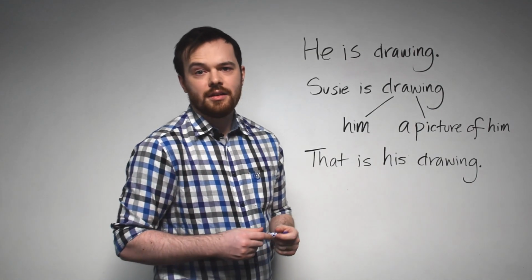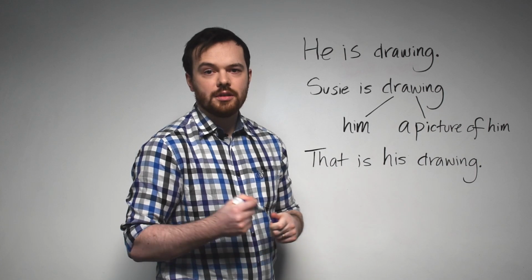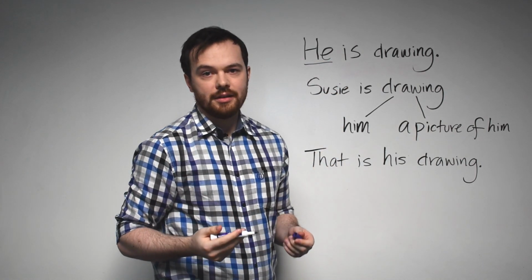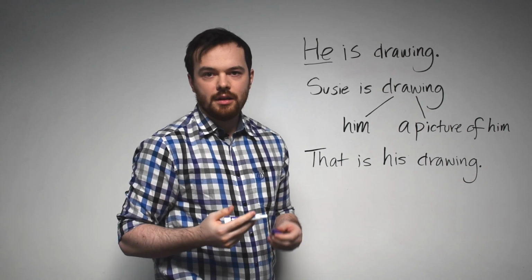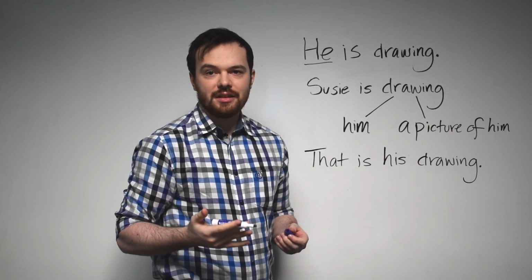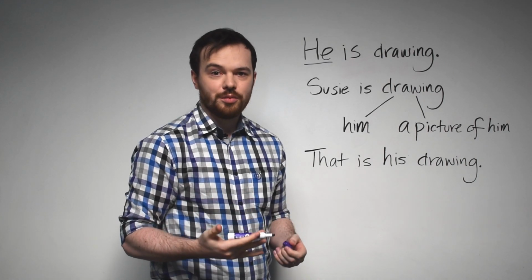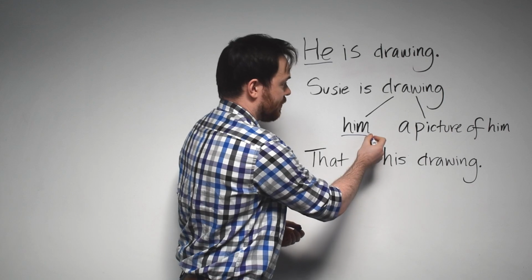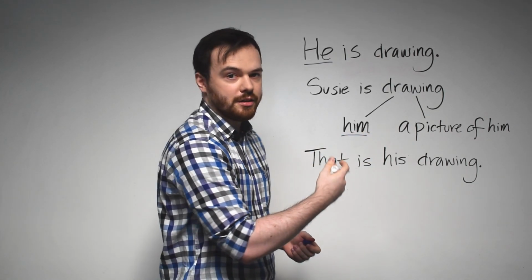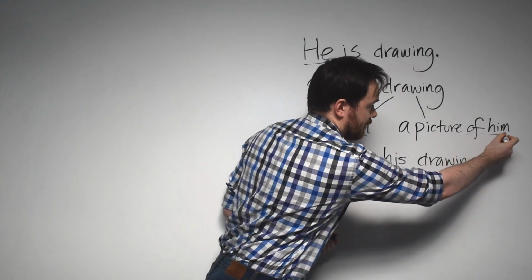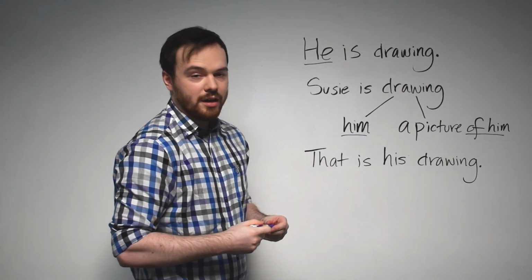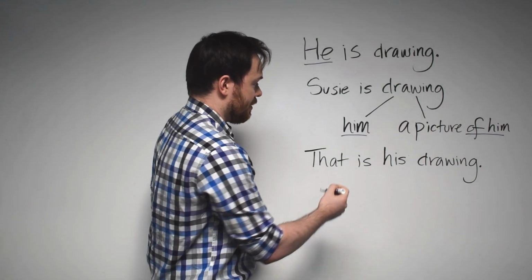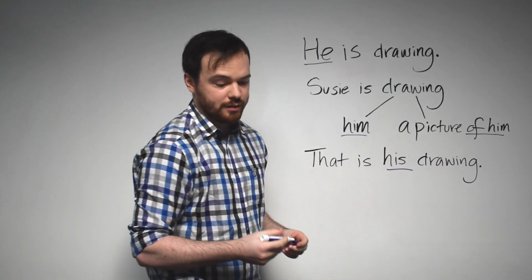As you might guess, a subjective pronoun is one doing the action. He is drawing. He is the subject of the sentence. An objective pronoun is receiving the action of the sentence or is the object of a prepositional phrase. Susie is drawing him. Susie is drawing a picture of him. And then you have a possessive pronoun which indicates possession or ownership. That is his drawing.